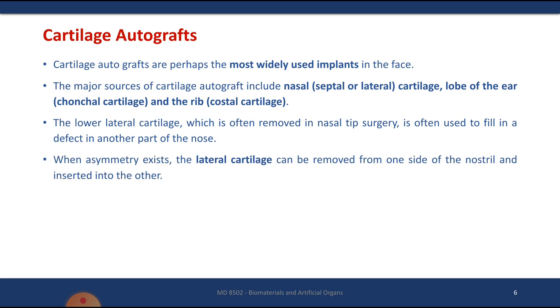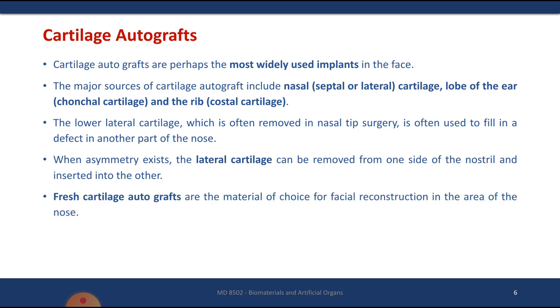Another one is when there is an asymmetry, the lateral cartilage can be removed from one side of the nostril and inserted into the other. So like I said, when the face is asymmetric, they do remove one side of the nose and insert it on the other side.